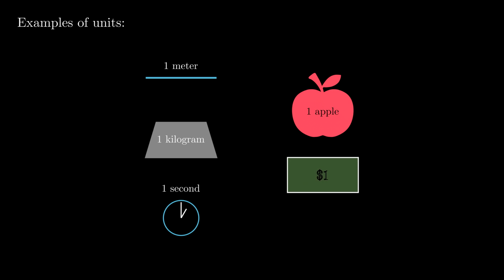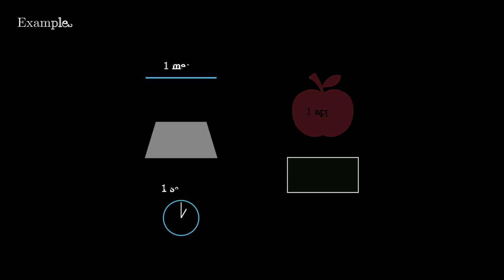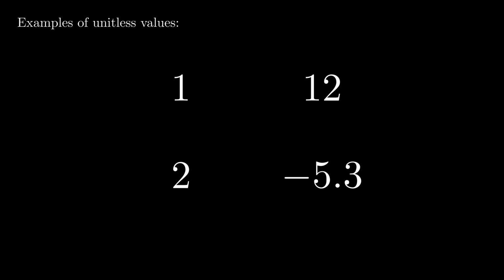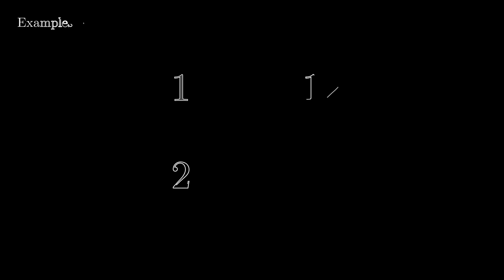Let's start by talking about what a unit is. A unit represents some kind of quantity. For example, a meter, a kilogram, a second, an apple, or a dollar. However, we generally do not consider numbers to have units. For instance, the number 1 is considered unitless, as is the number 2, or 12, or negative 5.3. This is because the number itself doesn't really tell us what quantity it's describing. We don't know if it's describing an apple, a length measurement, or a view count of this video.